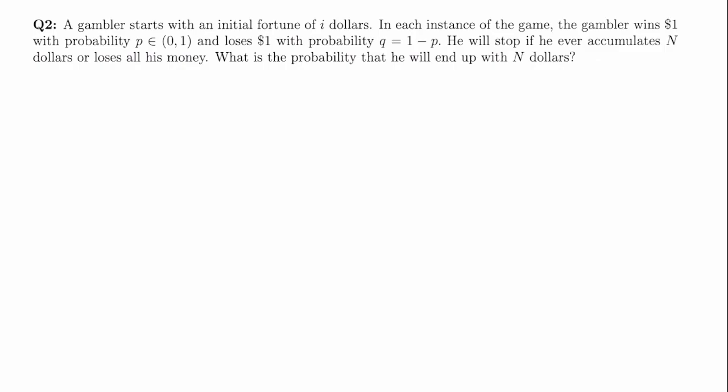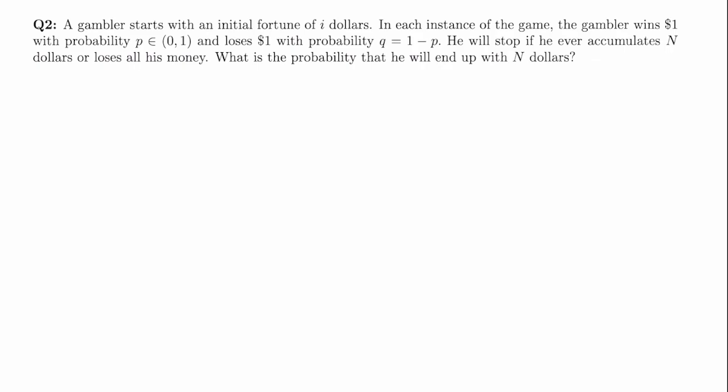So it says that a gambler starts off with the initial fortune of $i, and in each instance of the game, the gambler wins $1 with probability p in the interval from 0 to 1, and loses $1 with probability just 1 minus p. We'll call this q. And then he will stop if he ever accumulates n dollars or loses all his money. And we're asked to give the probability that he ends up with n dollars. So have a think about it. It's really not an easy problem, so you might get stuck, but I'll reveal the solution in any case.